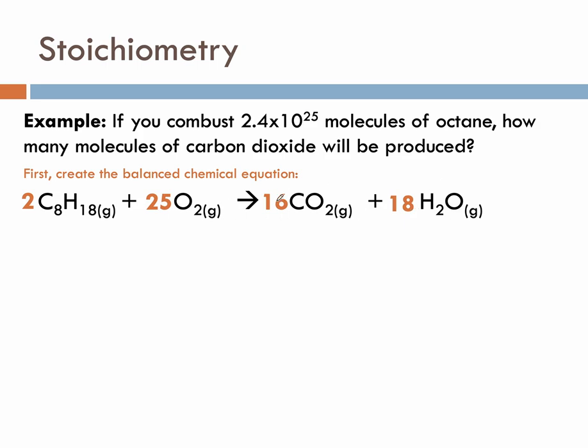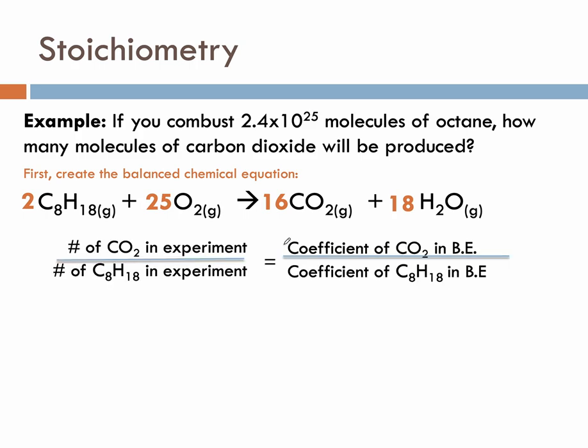And last, to balance out the O's, we've got 16 times 2 oxygens here, so that's 32, plus another 18 oxygens. That makes 50 oxygens altogether on the product side. So 25 times 2 would give me 50 oxygens on the reactant side. So now it's all balanced. So that's your first job.